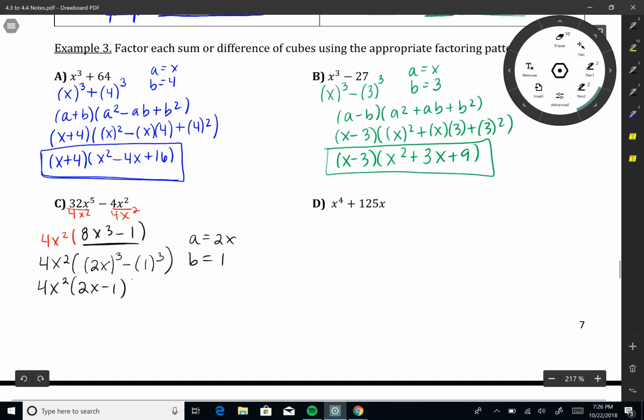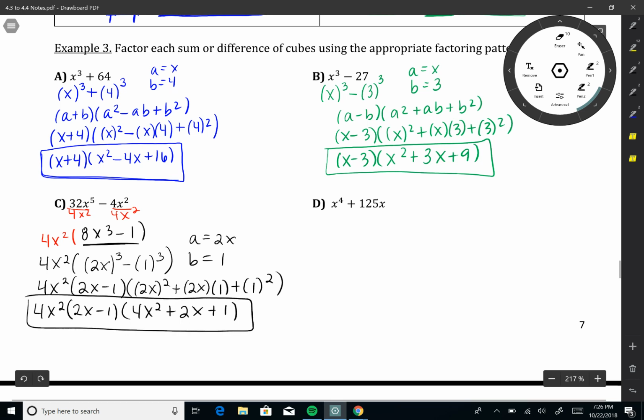And then the trinomial part of my factoring is a squared. So that's going to be 2x in parentheses squared plus a times b, so 2x times 1 plus b squared, so that's 1 squared. Now we have to simplify that. So 4x squared still up front, 2x minus 1, can't do anything with that. When I take 2x in parentheses squared, that's actually 4 times x squared, and then I have plus 2x plus 1. And that is a difference of cubes, but we had to factor out a greatest common monomial first.